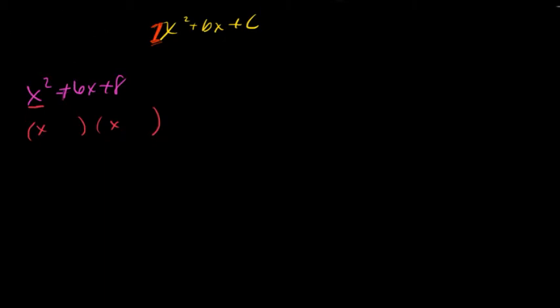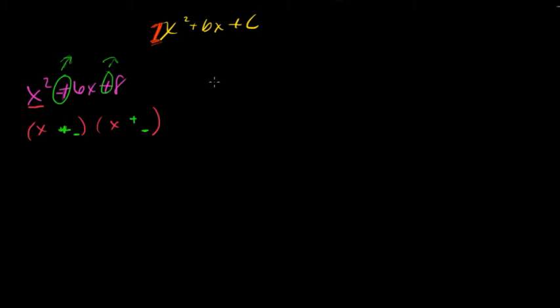We can actually know our signs, because look at these: both of these signs are positive. So both signs in here will be positive, based on the rule I told you in the previous video. But what number goes here and what number goes here? Let's figure that out. We want numbers that multiply to 8 but also add to 6.